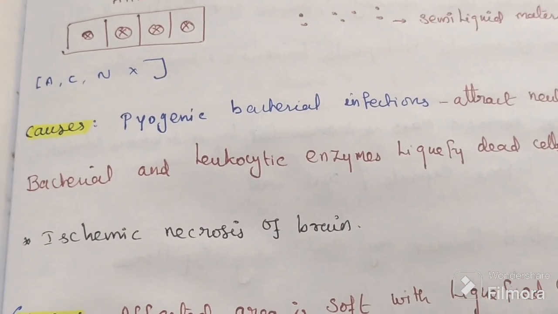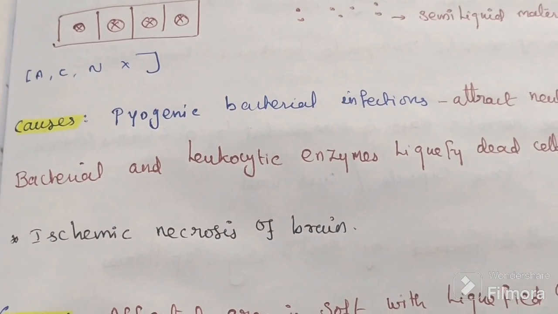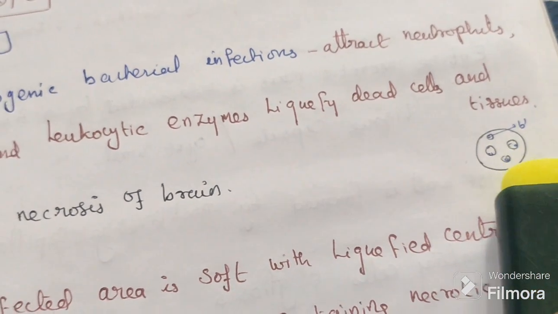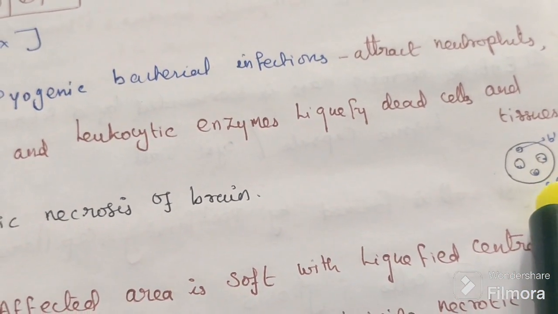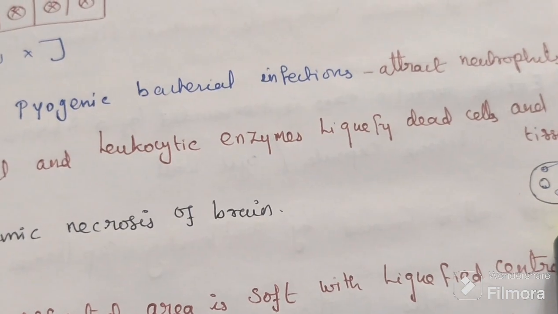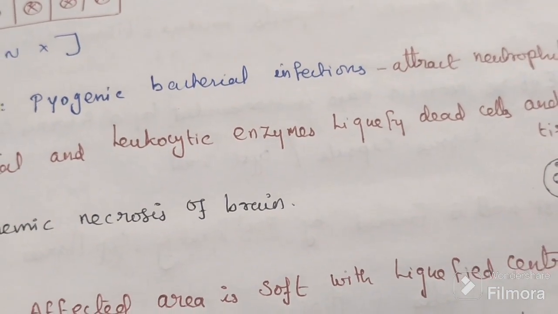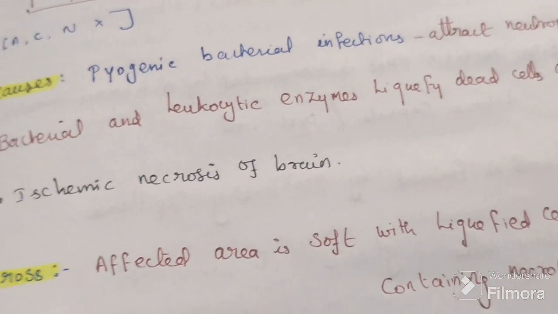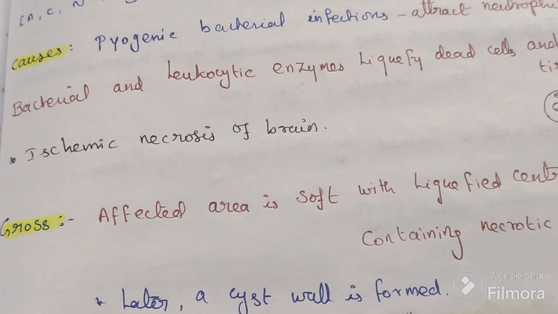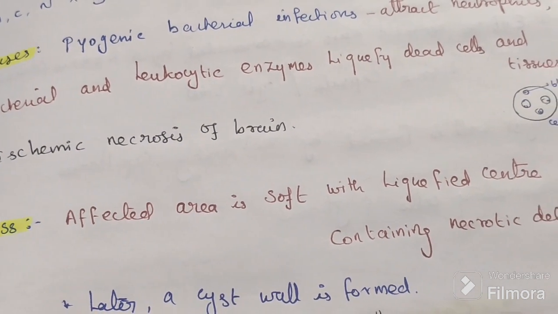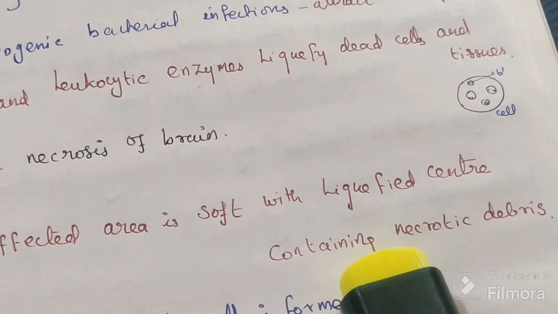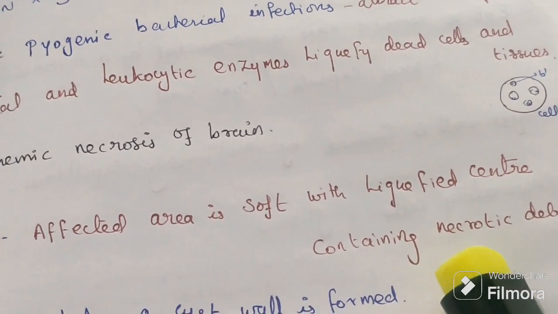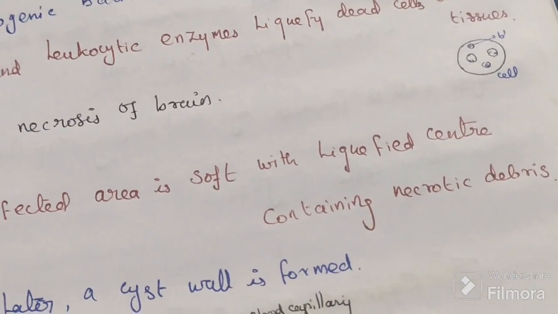It is caused by bacteria or infection. If bacteria enter any organ, tissue or cells, bacteria will kill the cell with the help of liquefactive necrosis. Grossly, the affected area is soft with a liquefied center containing necrotic debris.